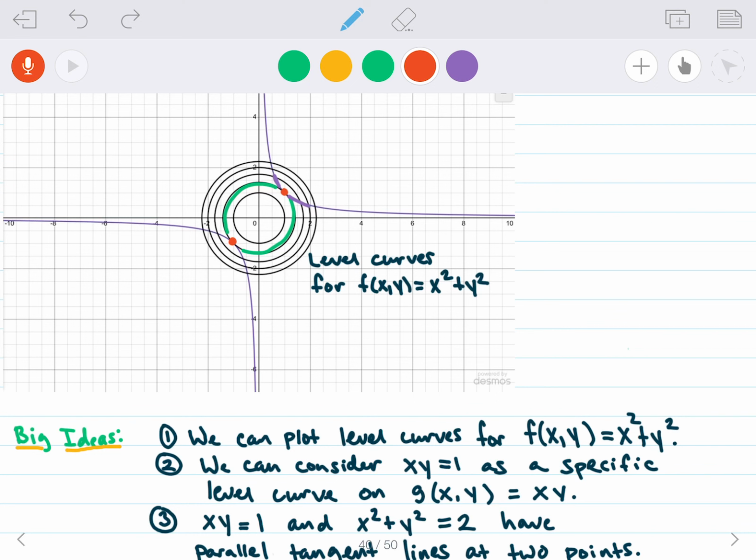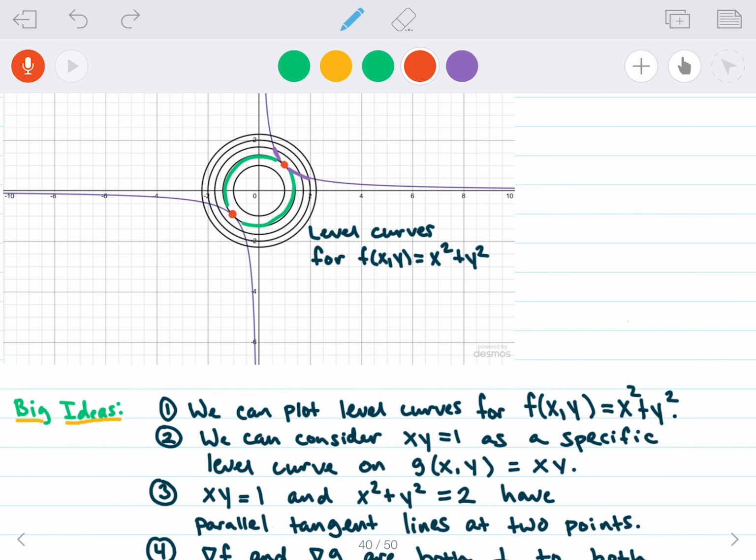Okay, so let's talk about the big ideas here. The first one: we can plot level curves for any surface. The surface we have here is z equals x squared plus y squared, and we have some level curves plotted here. We have a constraint function, and we can consider the constraint function as a specific level curve for a surface g of xy equals xy. So this is a specific level curve for the surface right here.